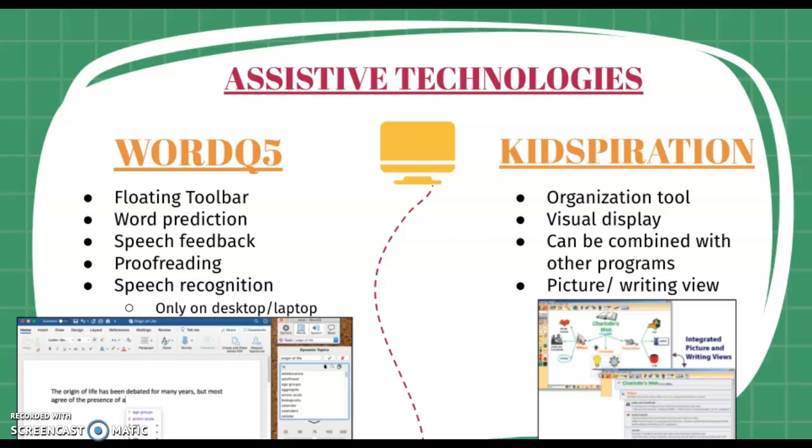things like that. The only downfall to WordQ5 is the fact that it can only be used on a desktop or a laptop. As of now, you cannot use WordQ5 on a tablet. So again, this would need to be either a desktop or a laptop. But WordQ5 has many amazing features to it that would help a student if they are struggling writing something out.